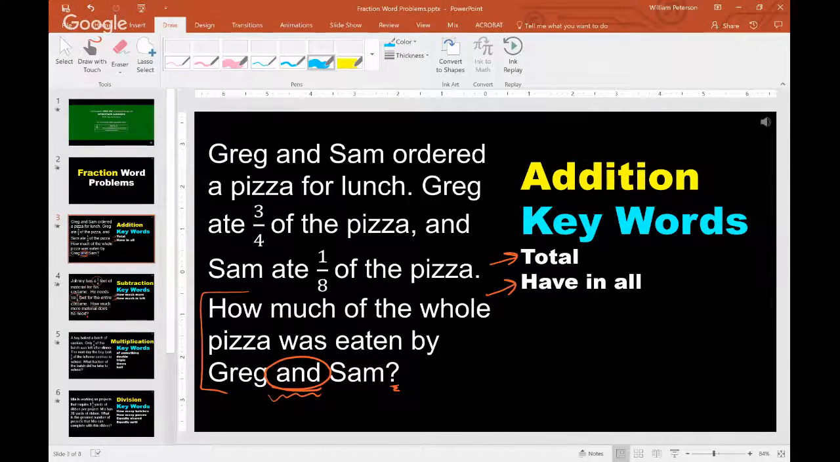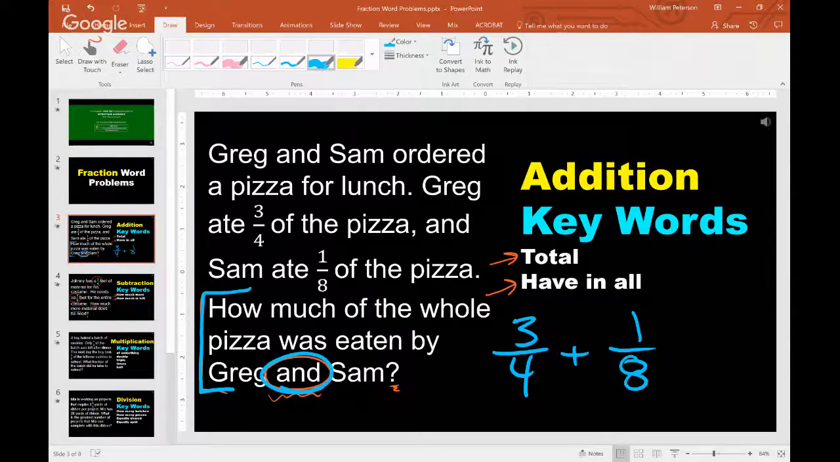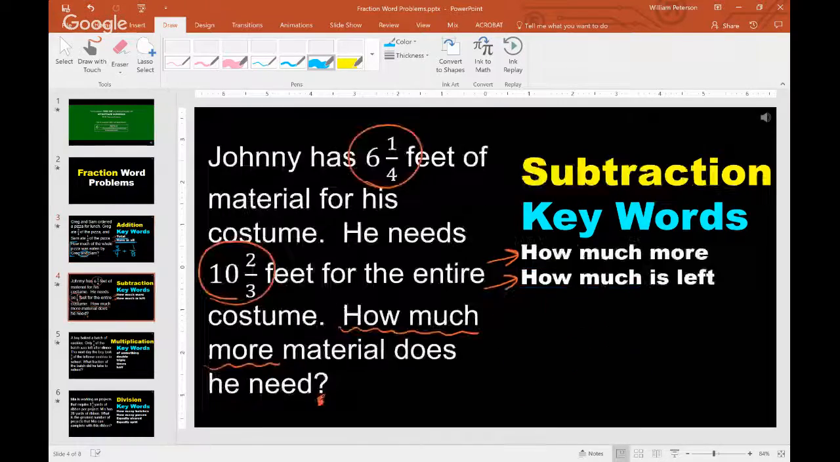And so here we have Greg and Sam ordered a pizza for lunch. Greg ate 3/4 of the pizza. Sam ate 1/8 of the pizza. So we look for the question. The question's right here: How much of the whole pizza was eaten by Greg and Sam? There's questions like this. We're looking to add these two fractions together, 3/4 plus 1/8. Some other keywords here: total or in all. It's going to key you into addition.